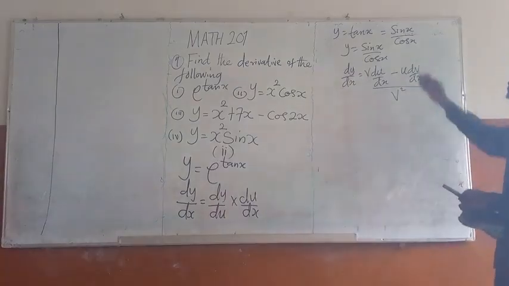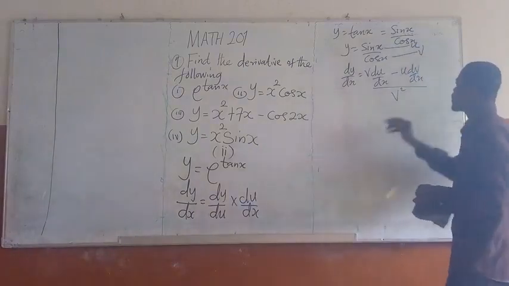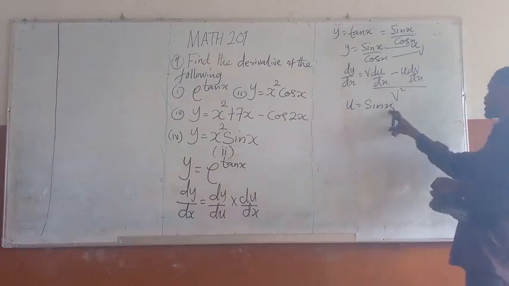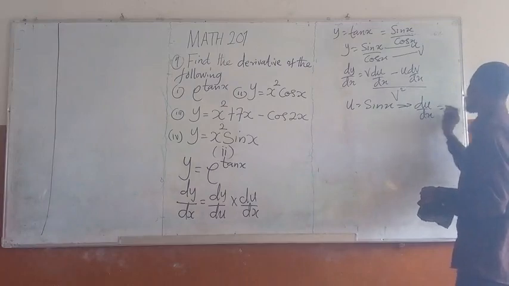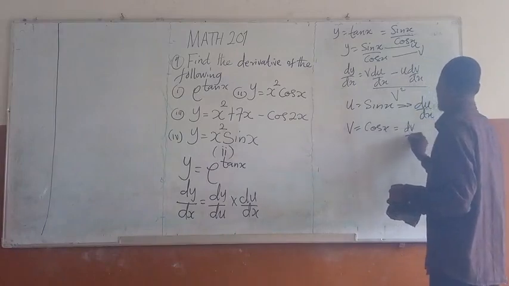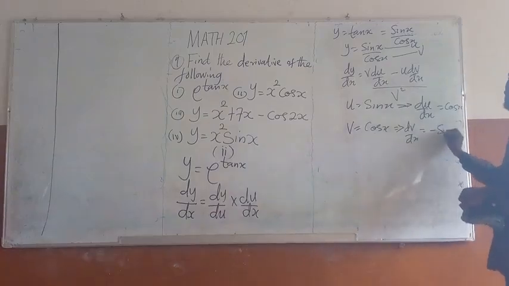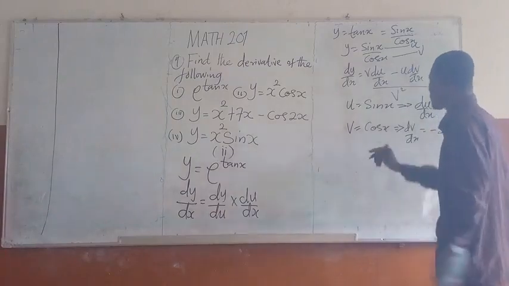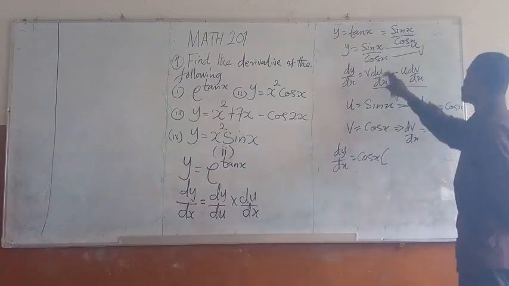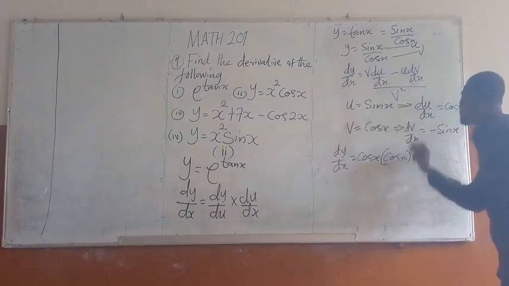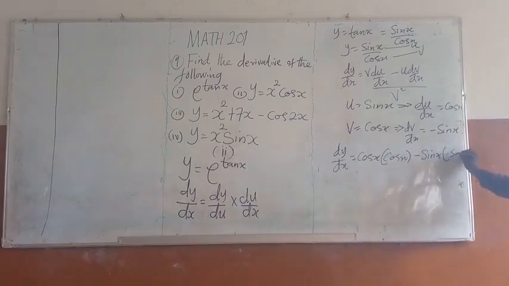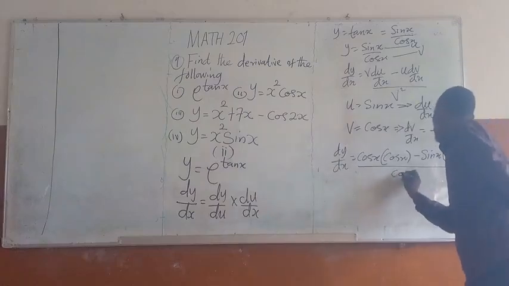So how can we go about this to get sec squared x? Let u be sine x and let v be cos x. Differentiating u with respect to x, du/dx equals cos x. Then v is cos x, and dv/dx equals minus sine x. If we input all these into the formula, dy/dx equals v, which is cos x, times du/dx, which is cos x again, minus u, which is sine x, times dv/dx, which is minus sine x, all over v squared, which is cos x all squared.